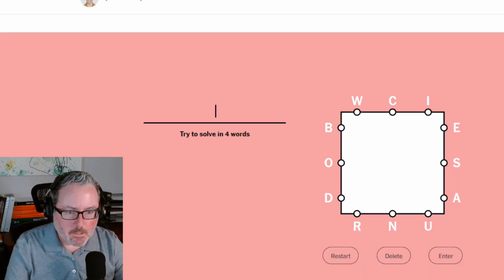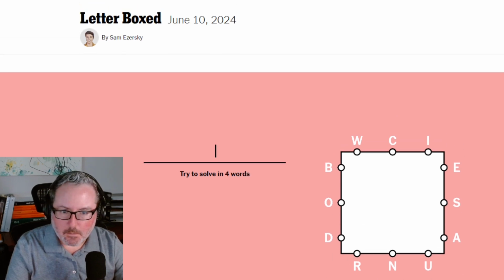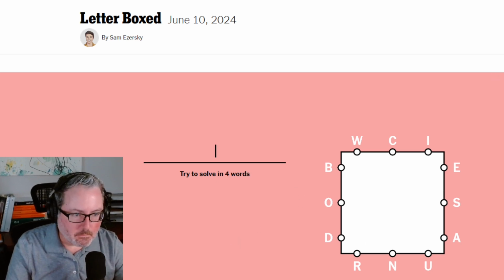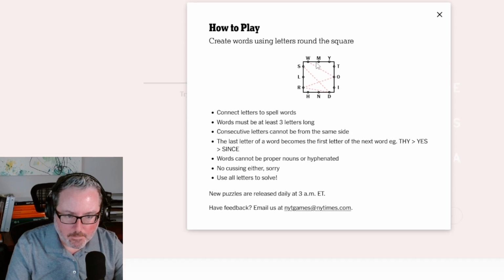And do we want to do Letterboxed? We can give it a try. So, Letterboxed, June 10th. It seems to be lining up right. So we have to try to solve. If I remember correctly on this one, I didn't read the rules, but I can go back to them. How to play? Yeah, you have to go back and forth.